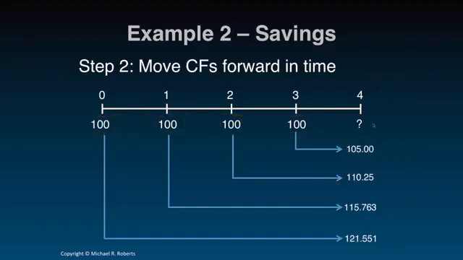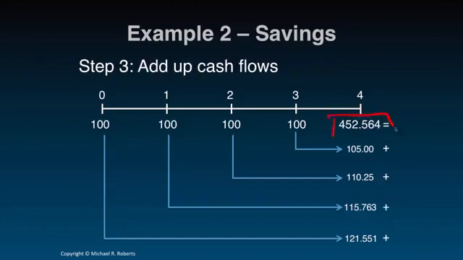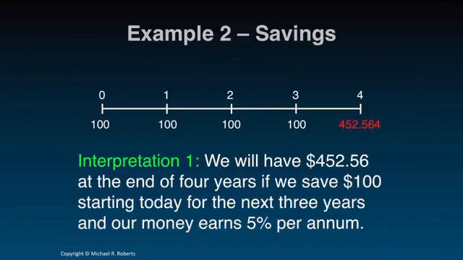Okay. If we do the arithmetic, we get these future values of the cash flows: 105, 110, 115, 121. We can now add all of these cash flows because they're all in the same time units, period 4. And if we do that, I get 452.564. So what does this mean? How do we interpret that? Well, we will have $452.56 at the end of 4 years if we save $100 starting today for the next 3 years and our money earns 5% per annum.